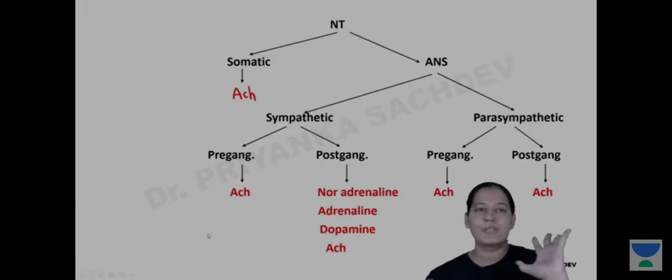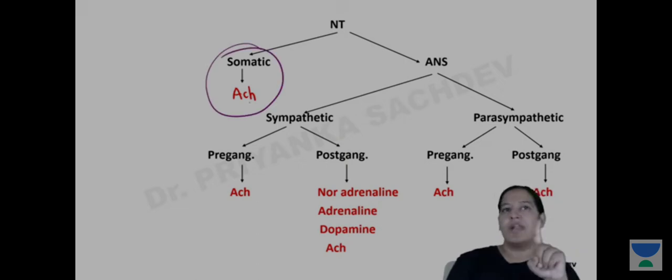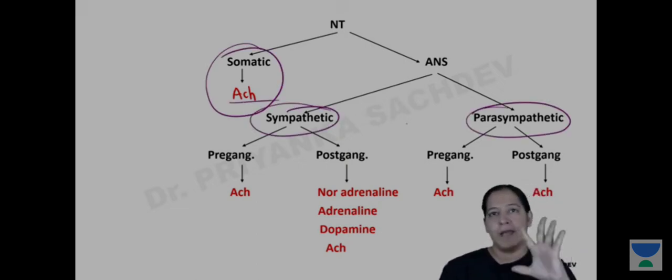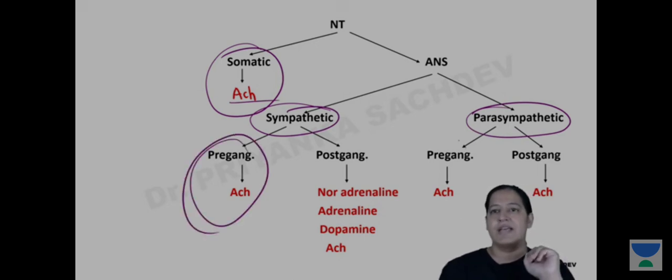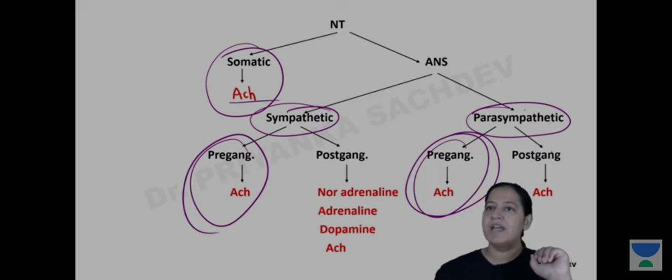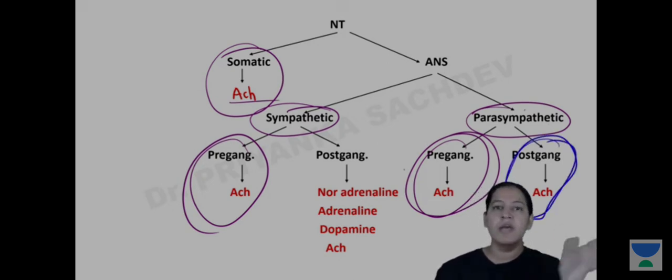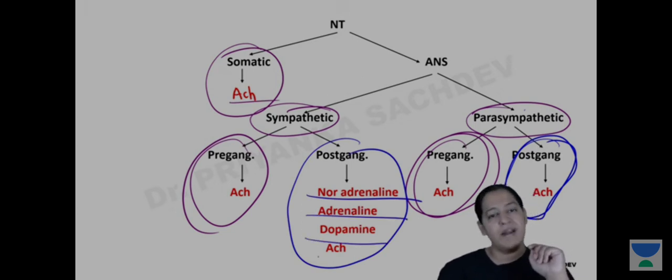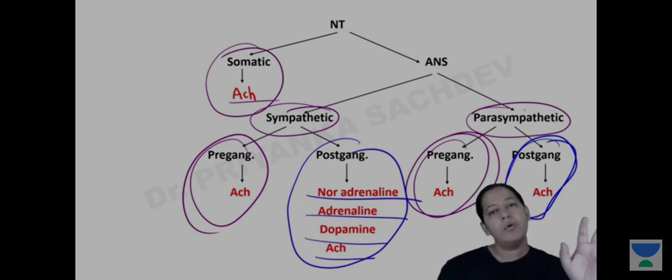So this is the whole story. I have told you in somatic system only one neurotransmitter, acetylcholine. Now there are two, sympathetic and parasympathetic. In both of them, the preganglionic is again acetylcholine, but the postganglionic is different in each. In parasympathetic, the postganglion is also acetylcholine. In sympathetic, mainly it is noradrenaline, but sometimes it is adrenaline, dopamine, and rarely it is acetylcholine also. So mainly it is noradrenaline.